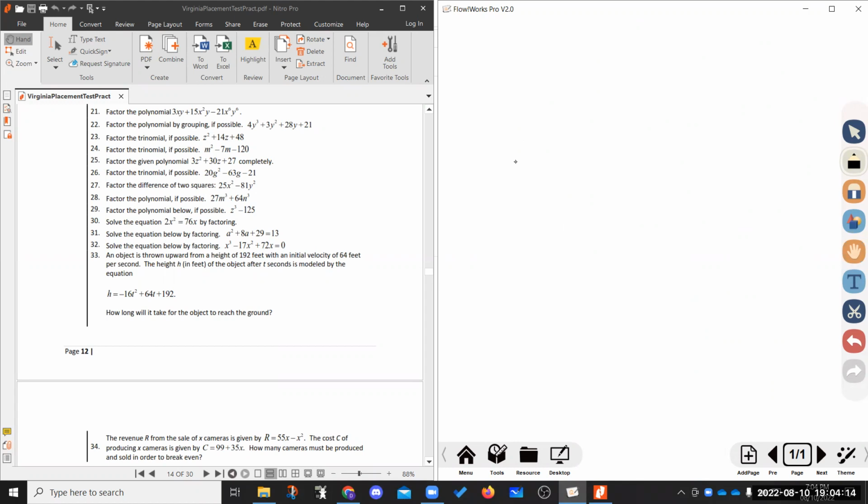An object is thrown upward from a height of 192 feet. It's going straight up and coming straight down. Starting here, when t equals 0, it's going to be 192 feet. It's thrown with a velocity of 64 feet per second, and the initial height in feet is 192.